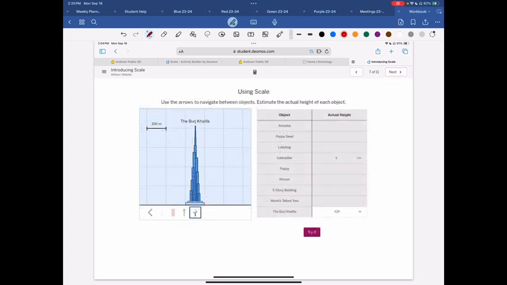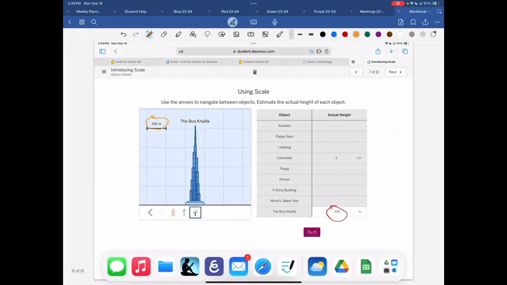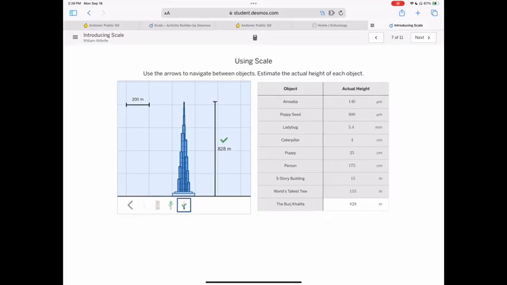So on this screen, you're going to use the scale that they're giving you, just like you used the scale for this building, and estimate the actual height based on that scale. So this one we said was 828. So now you're going to go back and do some of the other ones. So just notice and pay attention to how the scale changes as you go through the different figures. And what I got for answers was those right there.